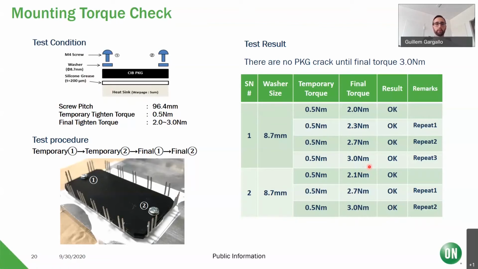After doing this test with several packages, following the procedure mentioned here, so first attaching with a small torque, two sides, first one, then the second, and then finalizing with the final screw torque at different torque values, from 2 Newton meters to 3, we have no signs of ceramic crack whatsoever. So this demonstrates the ruggedness of this construction for assembling the package on a heatsink.